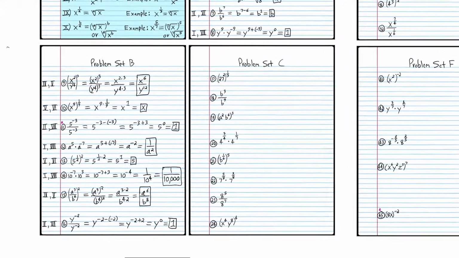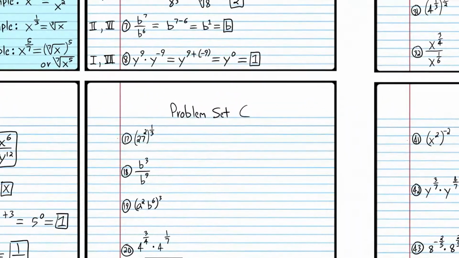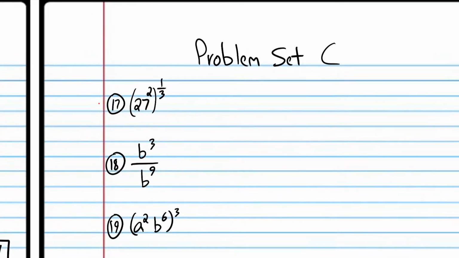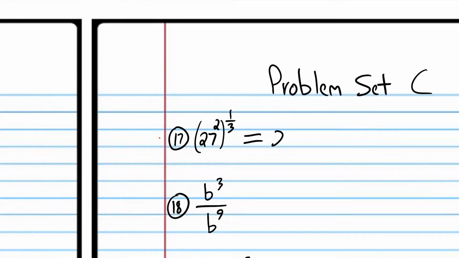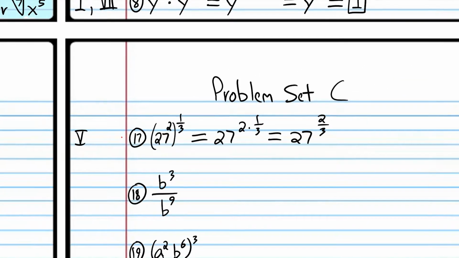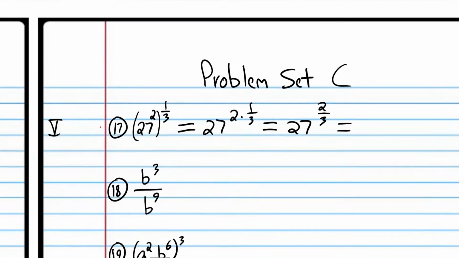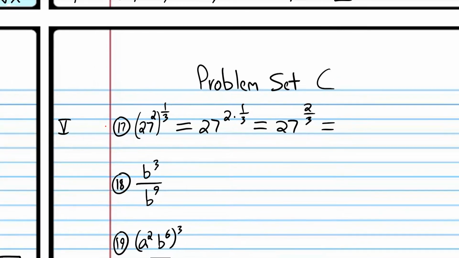Okay, now let's go to problem set C, the next problem set here. So let's do some of these problems together. We're raising a power to another power, so we end up with 27 to the 2 times 1/3 power. That's rule number 5. Now we just multiply. 2 times 1/3 is 2/3. Again, if you're rusty on multiplying whole numbers by fractions, just go back to my arithmetic course. And so now you can just write 2 as 2 over 1, and then multiply by 1/3, multiply straight across, and you get 2 over 3.